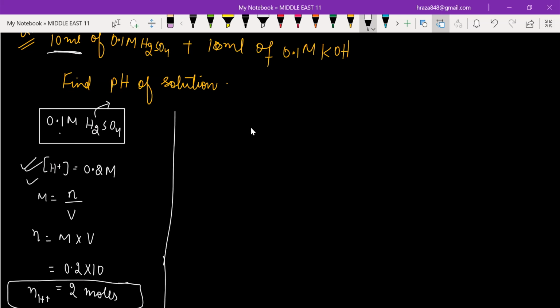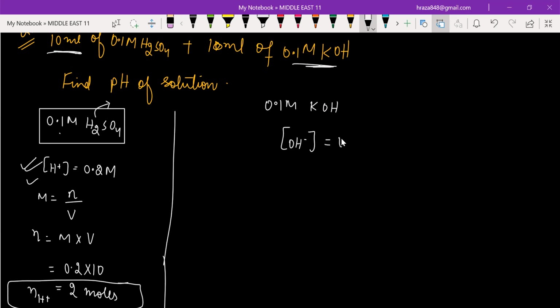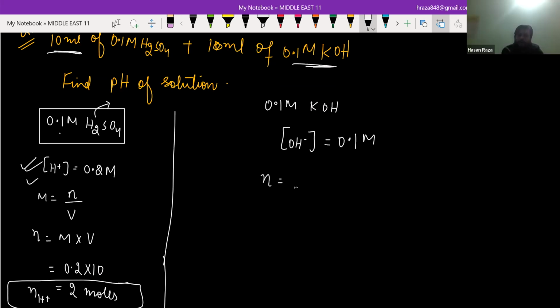Now we will go for KOH. Since it is 0.1 M KOH, the molarity of OH minus will be? Krishna? 0.1 M. Now we will find the number of moles. Number of moles is equal to molarity into volume. Molarity of OH minus is 0.1, and volume is 10 ml. So it will be 1 mole.